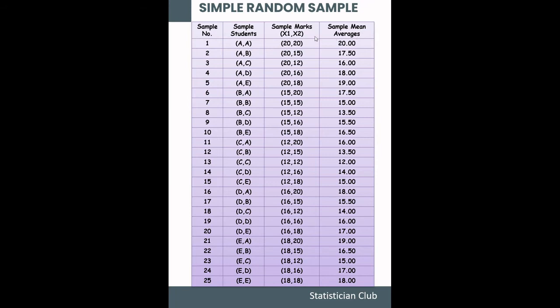For the sample mean average, adding these two observations, which is 40, divided by 2, the answer is 20. 35 divided by 2, the answer is 17.50. 20 plus 12, 32 divided by 2, the answer is 16. 20 plus 16, 36 divided by 2, the answer is 18. Carry on the same procedure by adding these two observations and dividing by 2. We get the averages according to this formula, so we obtain the sample mean average by using sampling with replacement.